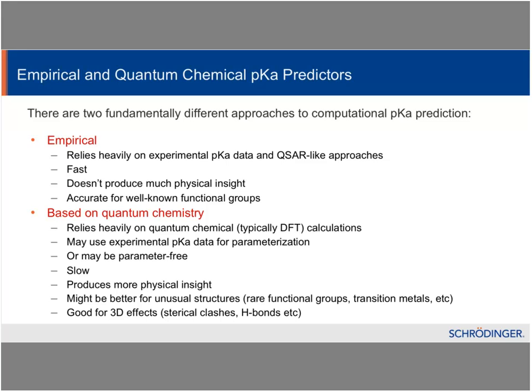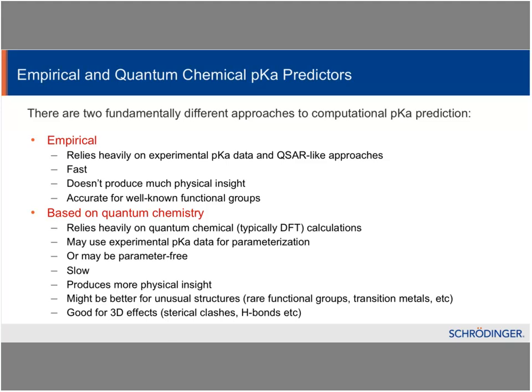It may use some pKa data for parameterization, or it can be parameter-free. The drawback of quantum chemical methods for pKa predictions is that they are slow. It produces much more physical insight than empirical methods, though. So you have an explanation of why, you can decompose the answer because you can see the intermediate results, the intermediate energetics of the conformations and of the tautomers, and you can understand what structural parameters contribute to the pKa of this drug that you are studying.